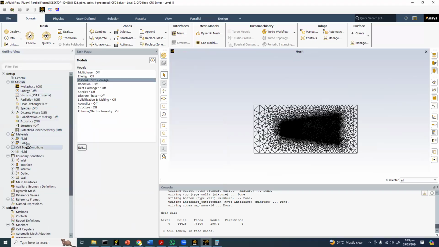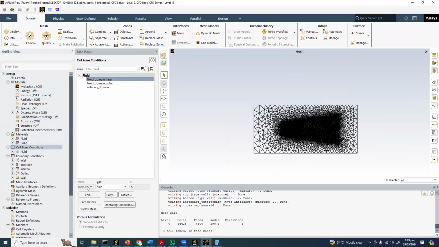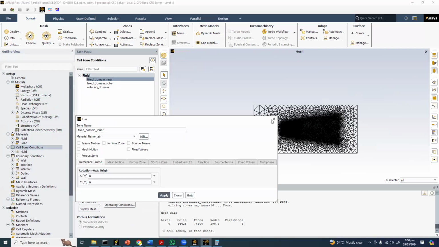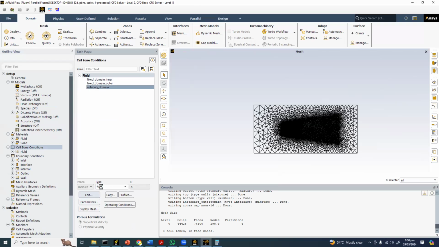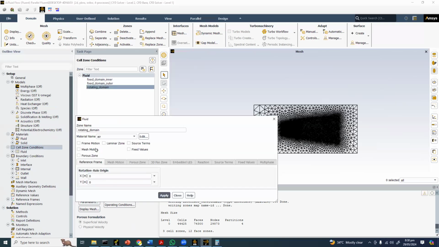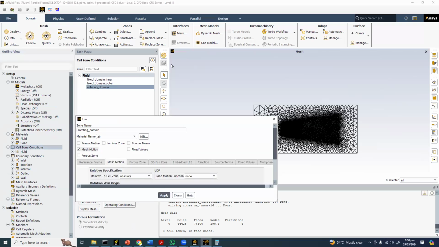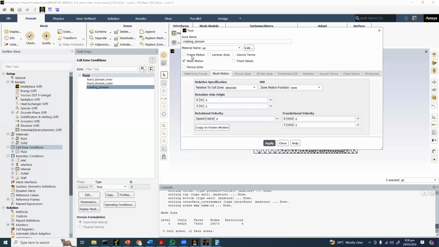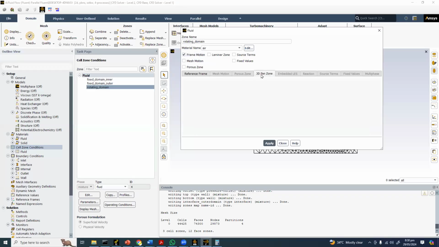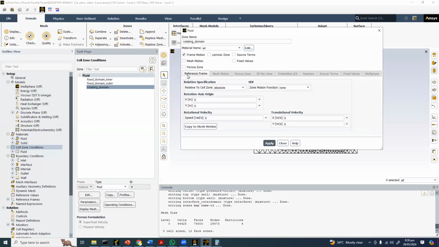In the cell zone condition, I'm going to make the fixed domain fixed. They are fixed already. Air is there, but I will be putting the RPM for the rotating domain. You can put the values in terms of mesh motion, but I will not use mesh motion first. I will use the frame motion first. I will discuss the difference between mesh motion and frame motion. Let me tell you what the difference is.